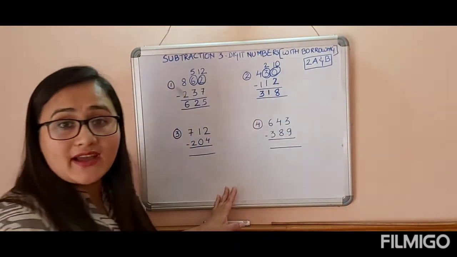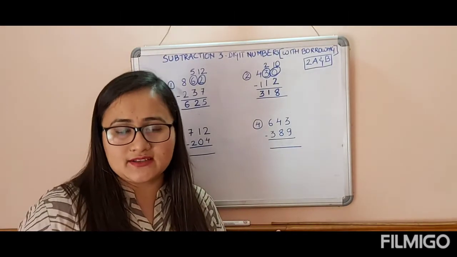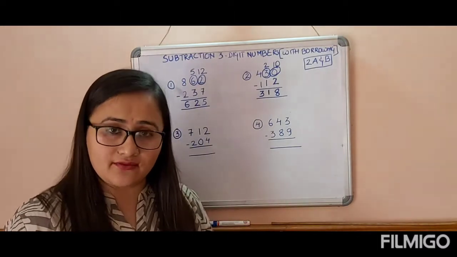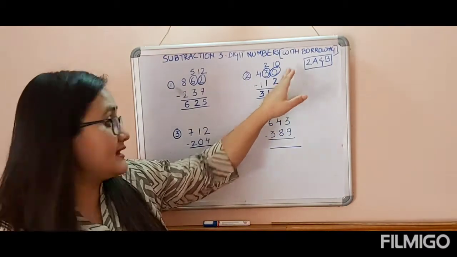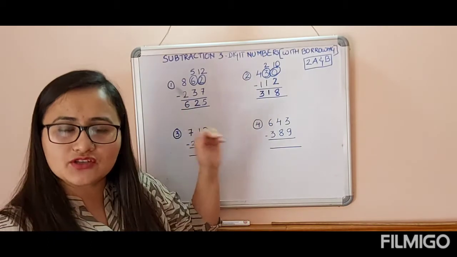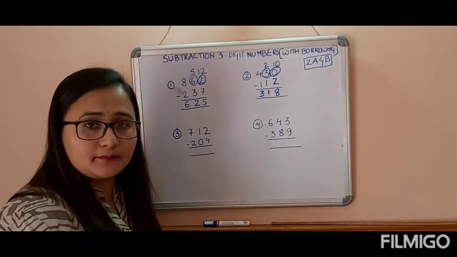So quickly check your answers also. By checking your answer, you will leave no chance of losing marks in your exams. So it's very compulsory that you check your answers after each and every sum. Okay, so 8 plus 2 is 10, 1 plus 1 is 2, and 3 plus 1 is 4. That means your answer is absolutely correct. Okay, now let's move on to the third sum.